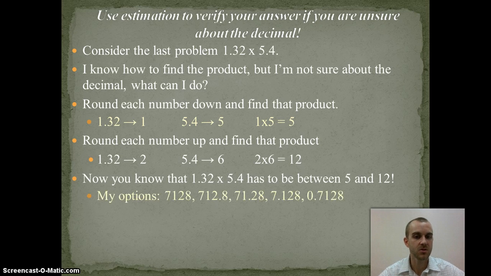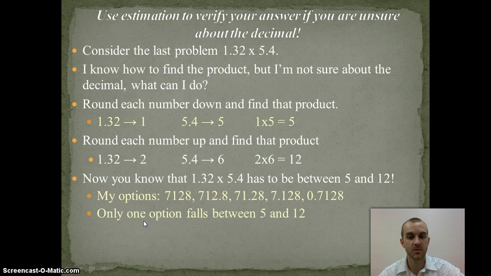Because if I know my solution, originally before I moved my decimals, was 7,128, now I'm going to look at my decimal places as to where they could be and say which of my numbers falls between 5 and 12. And only one option will. And that's 7 and 128 thousandths.